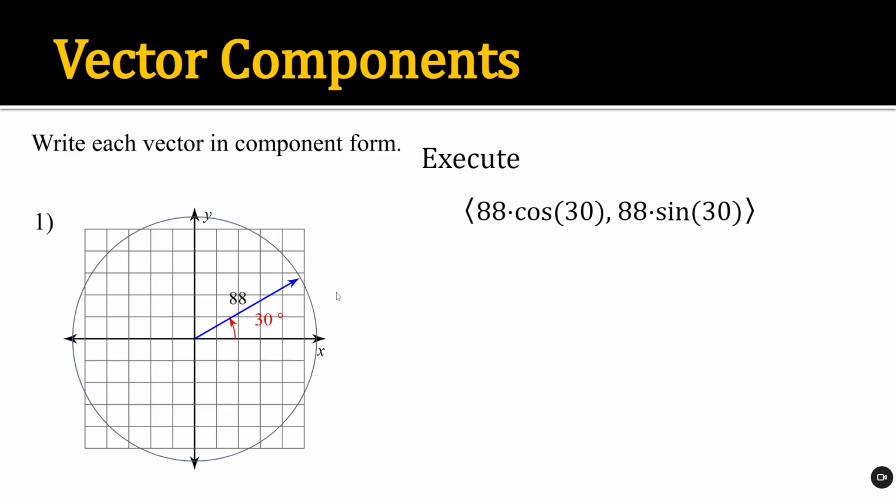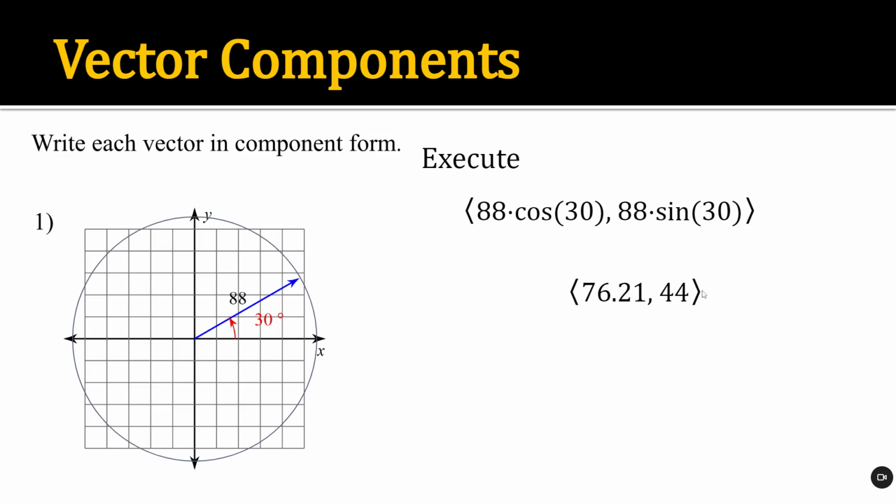So let's execute that plan. First, we're going to do 88 times cosine of 30. Then we're going to do 88 times sine of 30. And we're going to put those in angle brackets to show that they are the components. I'll grab a calculator and calculate these values. And it turns out 88 times cosine of 30 is about 76.21. And 88 times sine of 30 is 44.